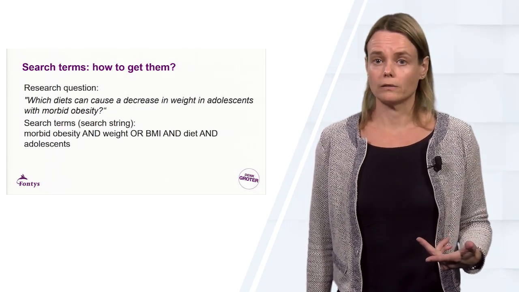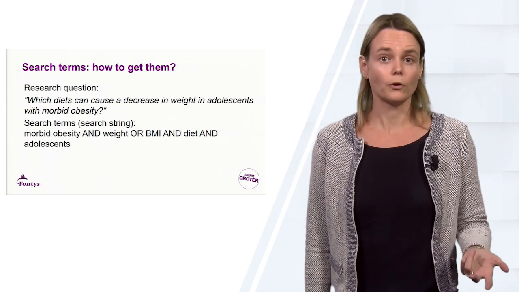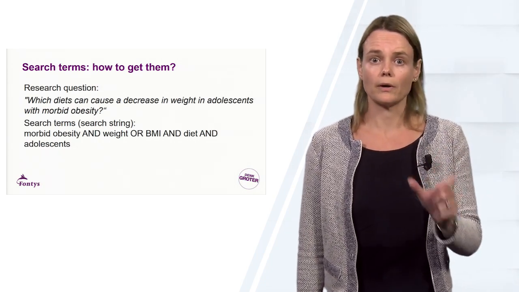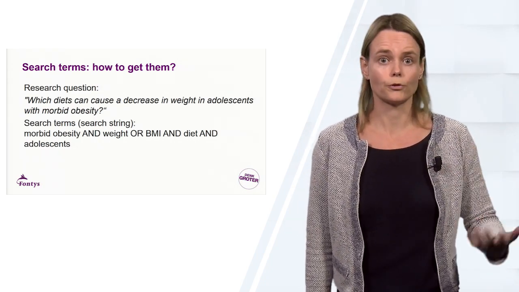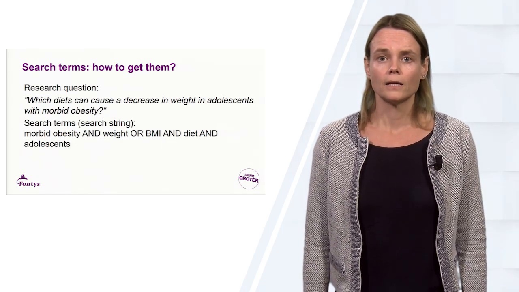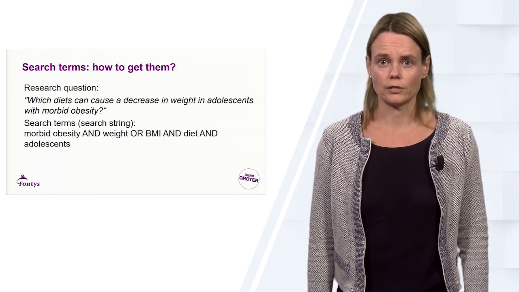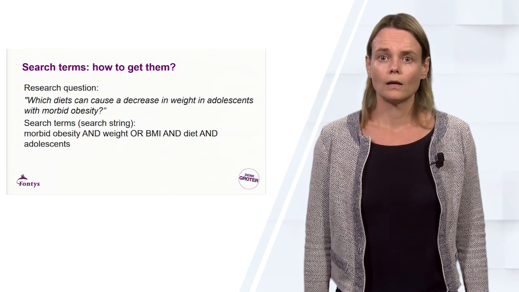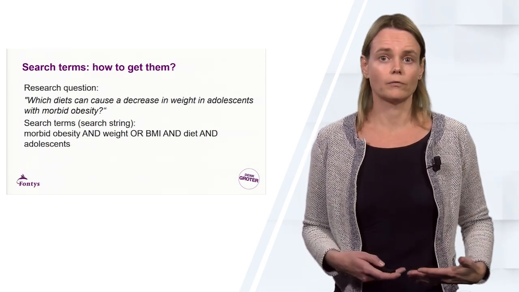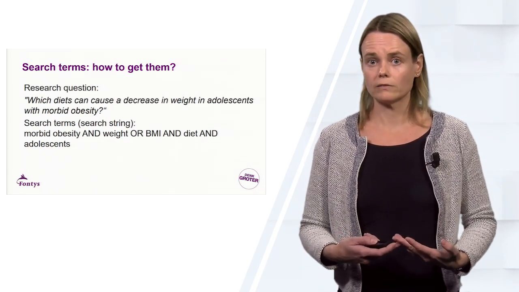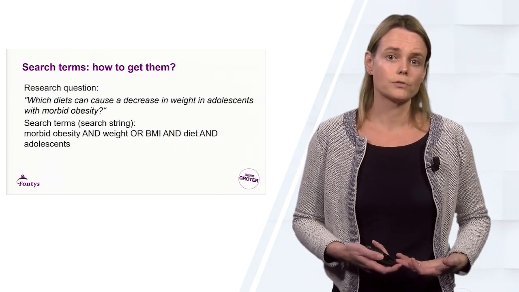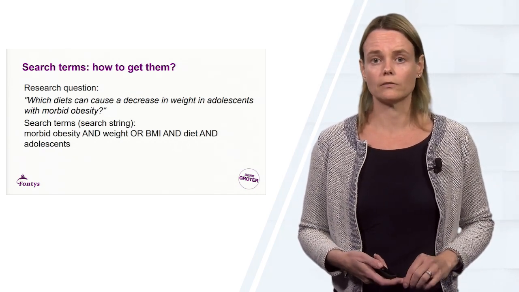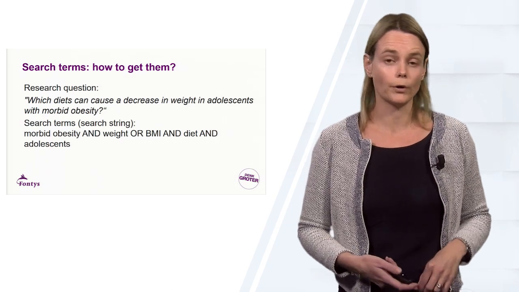So we're looking at people with morbid obesity. Morbid obesity is an important part in this research question. So that's the first search term that we define. The outcome measure in this research question is weight. But weight can be measured in different ways. So we can use weight as a search term, but perhaps we're also interested in studies that measure weight in terms of BMI, body mass index.